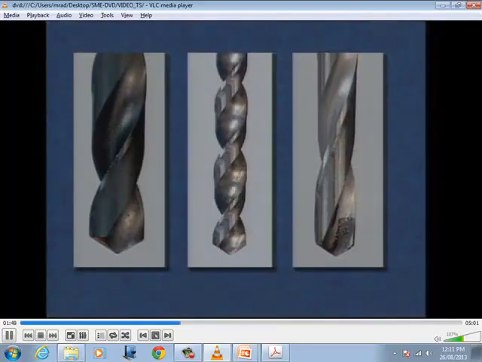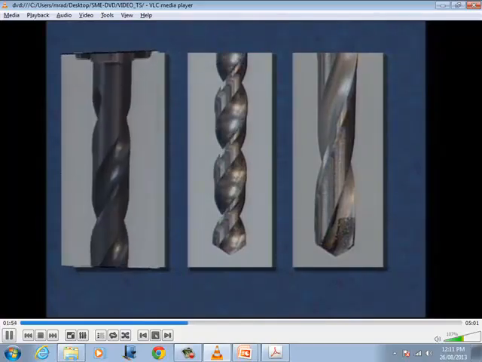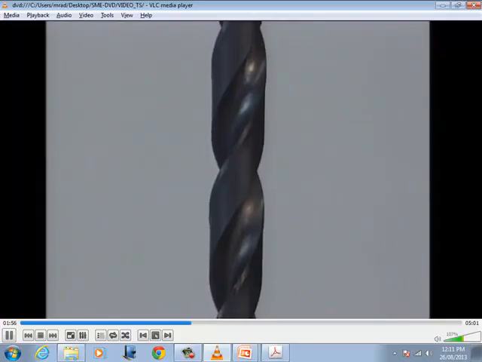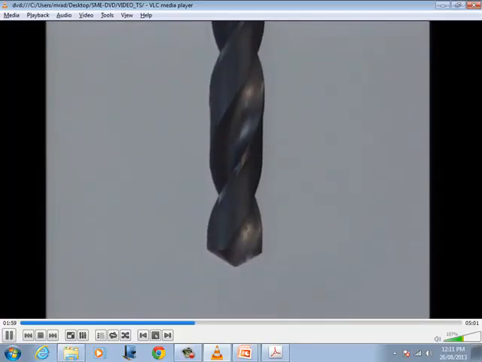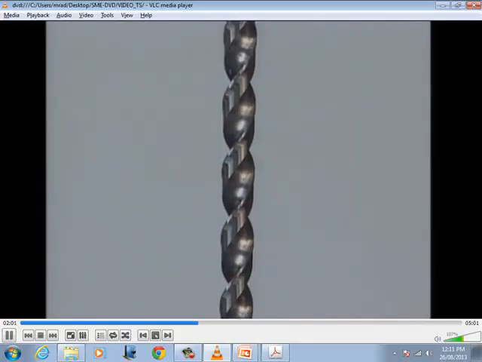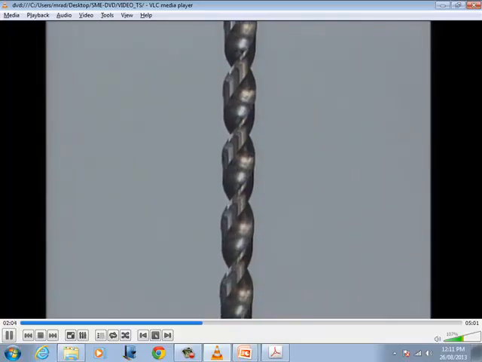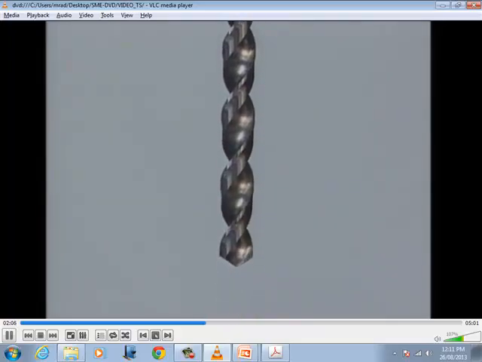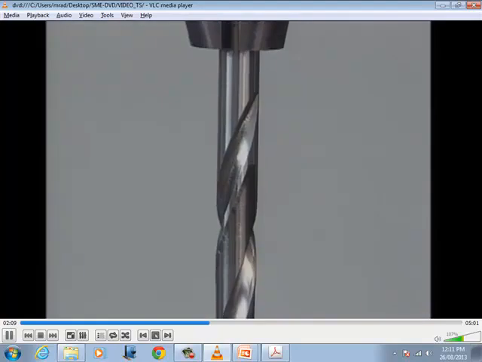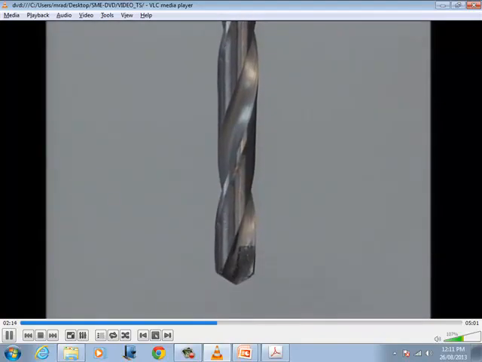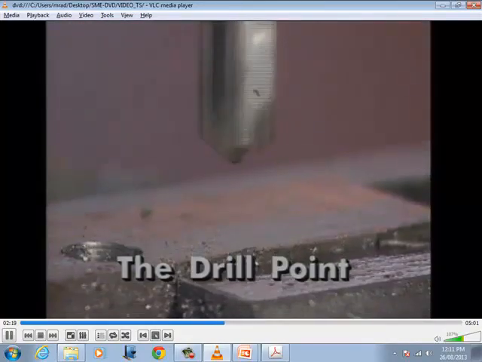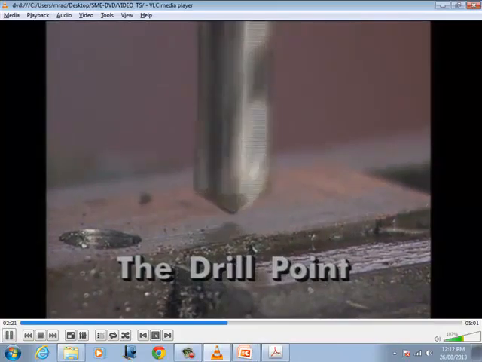The helix angle of a drill's flutes can vary dependent upon the material to be drilled. A standard helix angle of 25 to 33 degrees is optimal for steel and cast iron. A high helix or fast spiral angle of 35 to 40 degrees is used for low-strength materials like aluminum, and a low helix or slow spiral angle of 15 to 20 degrees is used for drilling brass and plastics. The drill point, which does the work of metal cutting, is formed by the two cutting lips and the chisel edge.